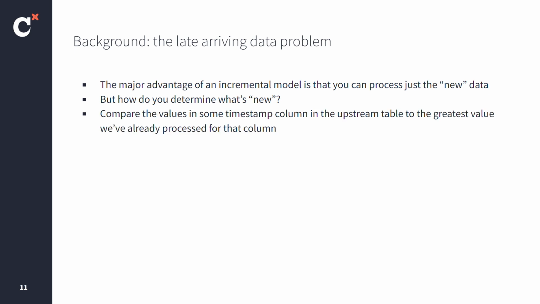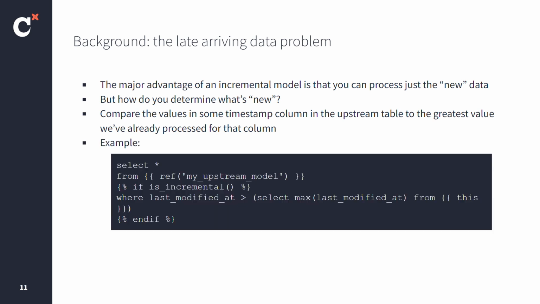And typically the way we do that is by comparing the values in some timestamp column in the upstream table to the greatest value we already processed for that column. It would look something like this probably, right? So you select from your upstream model, and you say, if it's incremental, I'm going to filter it so that the last modified at date is greater than the greatest last modified date that already exists in this incremental model, right? That's very standard incremental logic.